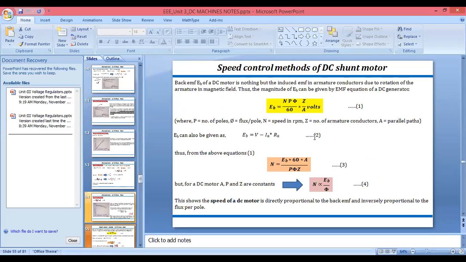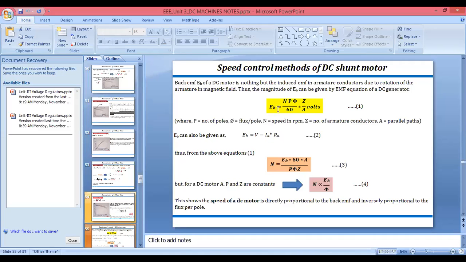If we are calculating the back EMF for the DC motor, it is nothing but the induced EMF, but it will be in the opposite direction to the supplied voltage. We are calling it the induced EMF just because of the rotation of the armature in the magnetic field, and we get the equation for the magnitude of back EMF as NPφZ upon 60A, and we can use the unit volt.